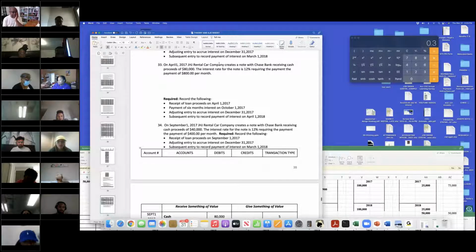You had 33, right? Yes, sir. So in April, they made this loan. Then on October 1st, they paid the interest. We said it was 800 a month, so it's 4,800. So they would debit interest expense and credit the cash.